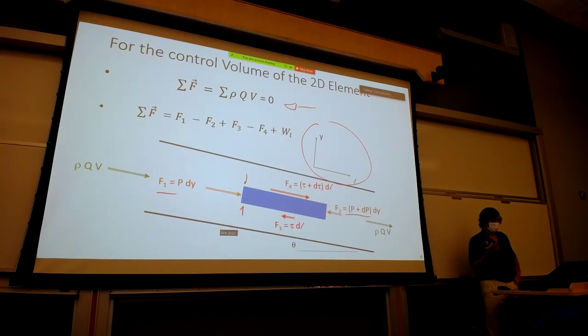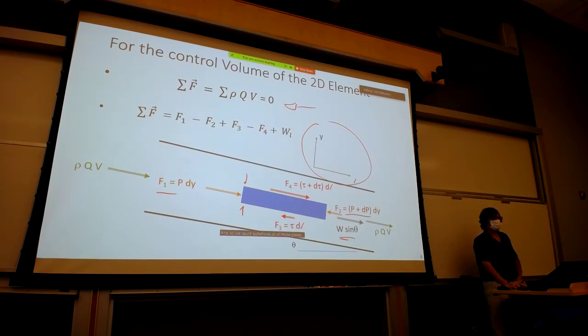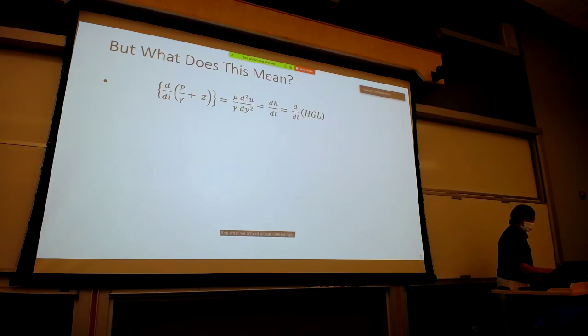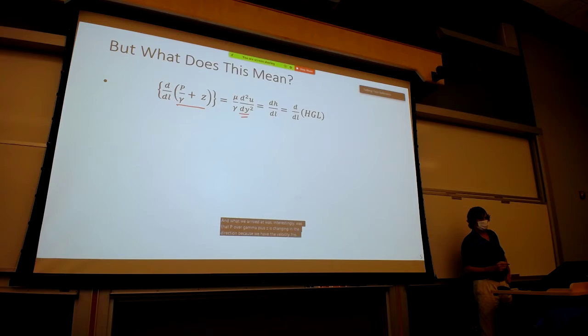We also had shear stress on the top and the bottom, which could be integrated into forces, and we also had a weight that was acting down the plane of the L dimension. And so we could substitute all of those pieces into the equation up above. Sum of the forces equals zero. And what we arrived at, interestingly, was that P over gamma plus Z is changing in the L direction because we have the velocity profile.